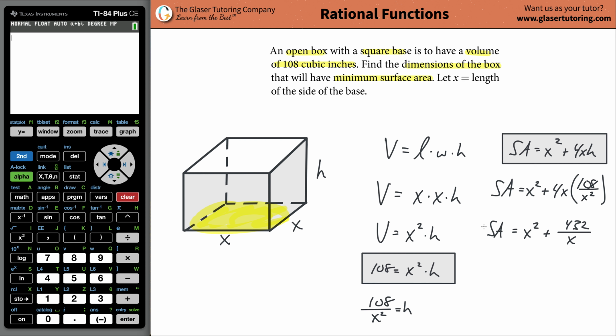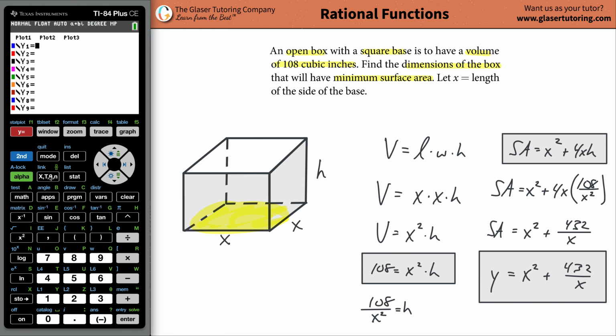In any case, what we're going to do now is I have a function here that has, guess what? Only one unknown here on the right-hand side. So this is like my y. I can say surface area is like y, and this is equal to x squared plus 432 over x. And guess what? I can now find the minimum by using my calculator. Watch. Plug it in. So you're going to go x squared, okay, plus 432 divided by x. All right, and let's just hit graph.